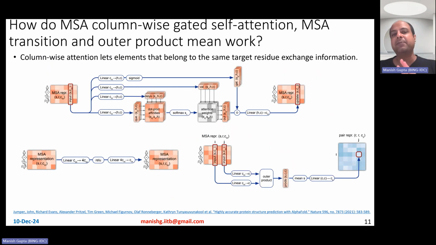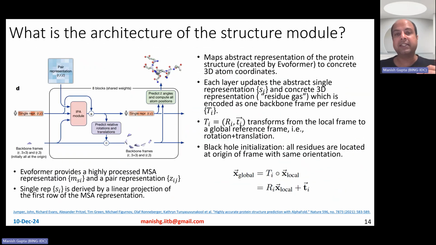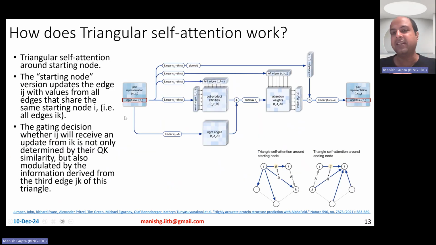But in the second part, I will talk about how the remaining part of the network, the structure block, works, and then how both of them tie together to predict the atom distribution, or the 3D atomic structure of the entire protein molecule.